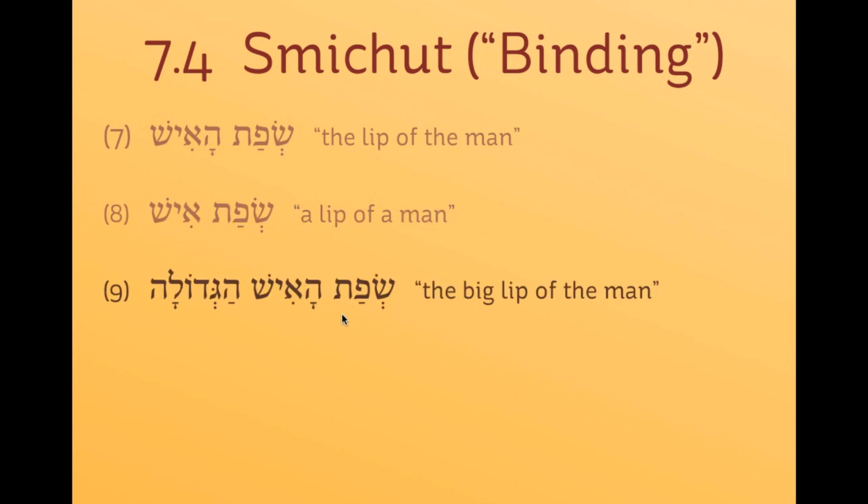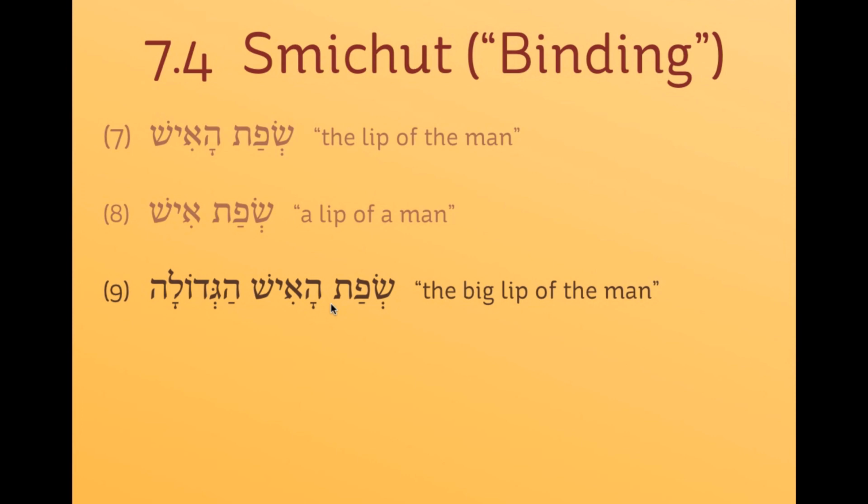Number 9, sefat ha'ish hagedolah. Notice this, noun, noun, gedolah, adjective. And when I translate it, I have the big lip of the man. And so I'm saying that gedolah modifies safa here. Why? Well, first, if it does, why doesn't gedolah appear right after safa? The answer is because it's a smichut.